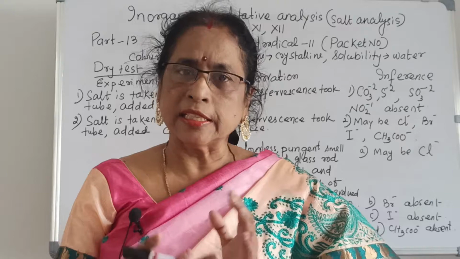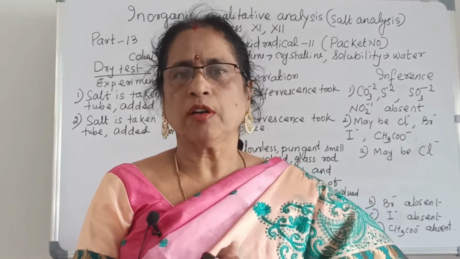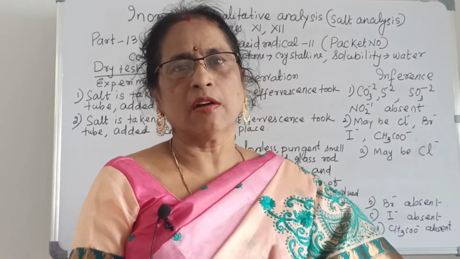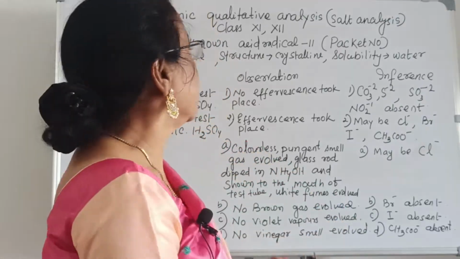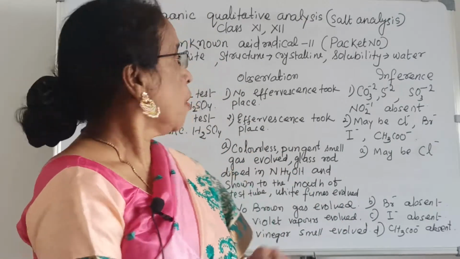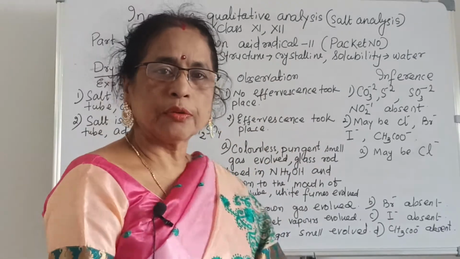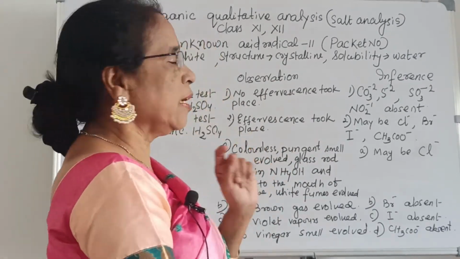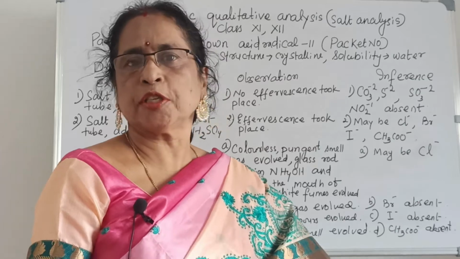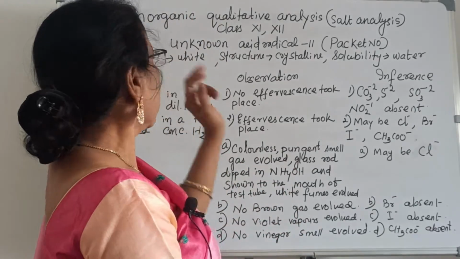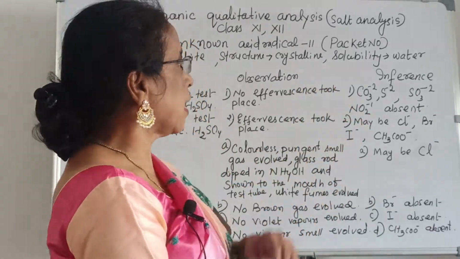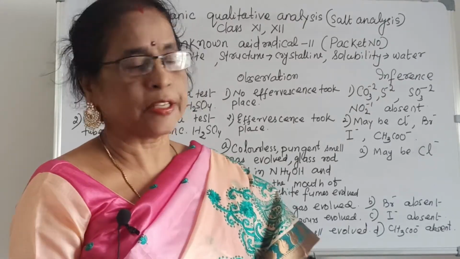When an acid radical or any salt is given, either acid radical or basic radical, first we will see the color, the structure and the solubility. Here the color is white. Your first physical examination is always very important. Now the color is white, the structure is crystalline, and it is soluble in water.